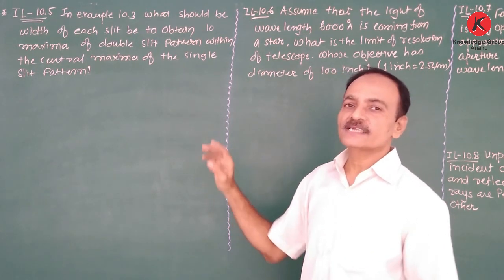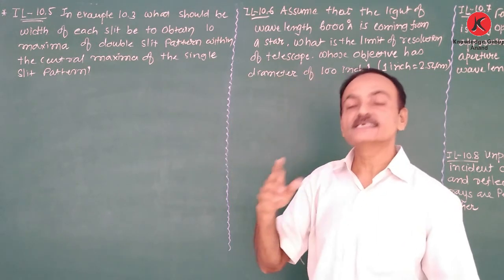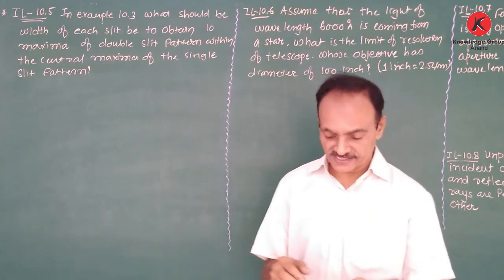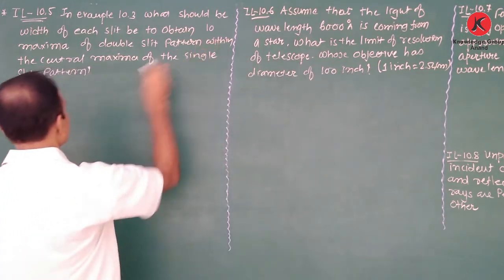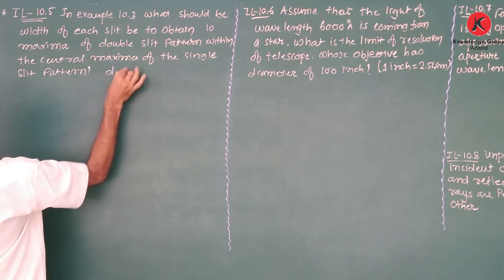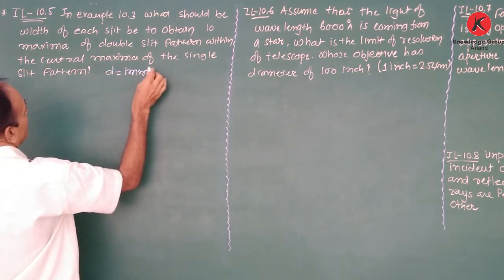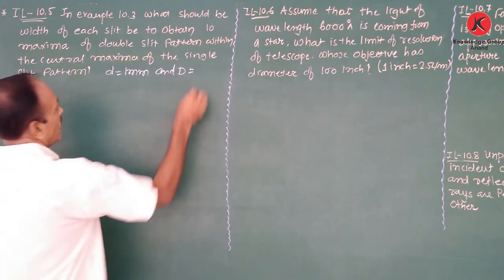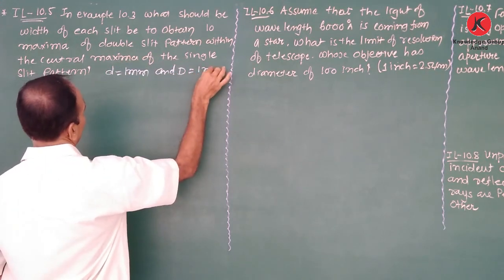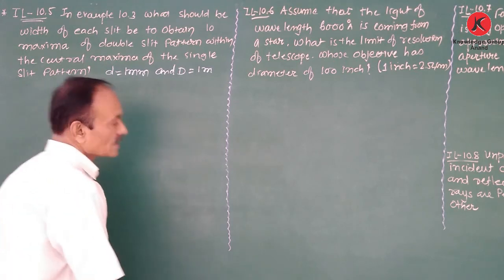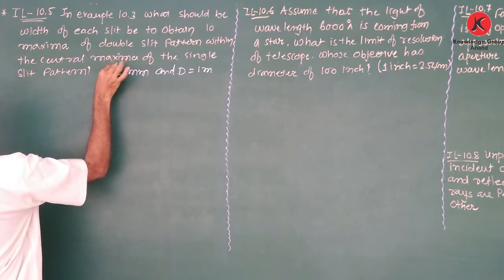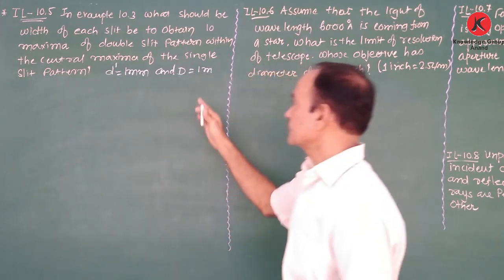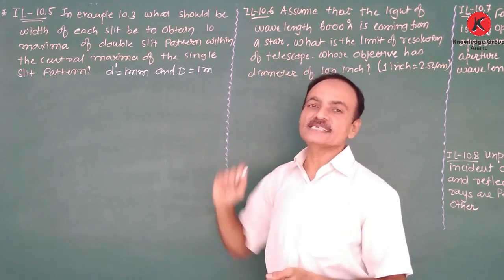Which data? Here the width of a slit is 1 millimeter and the distance between the slit and screen is 1 meter. These two data we are using. Therefore, we have written small d is equal to 1 millimeter and capital D is equal to 1 meter. Here the width of a slit, we consider d dash, 1 millimeter, and the distance between the slit and screen is 1 meter.